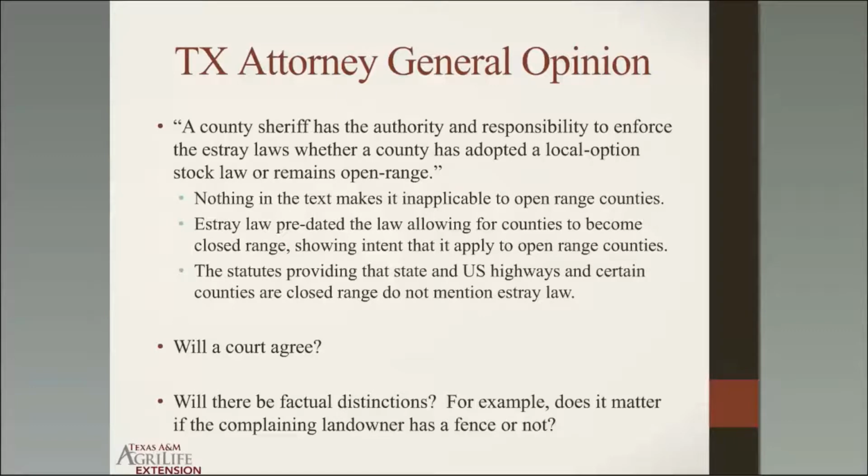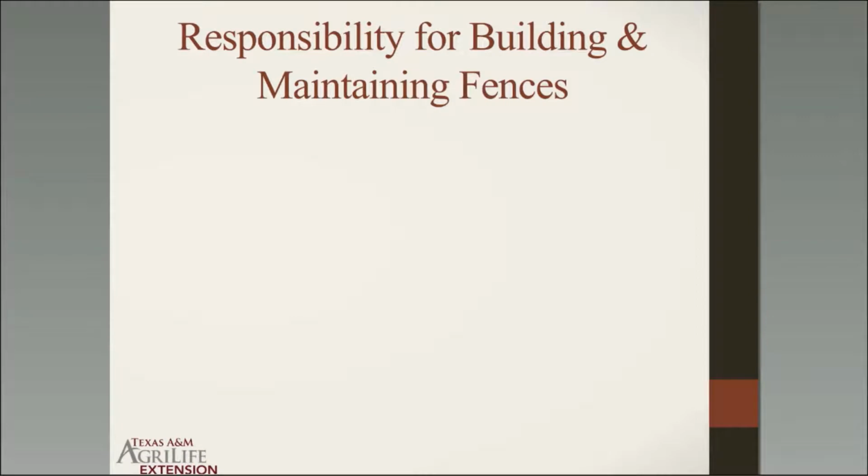I do think that there could be some factual distinctions here. So, let's say we've got a scenario in an open range county, and the neighbor built one of those sufficient fences we talk about, and the animals keep getting in. Would a court say that's different than a situation in an open range county where the neighboring landowner has the obligation to fence the animals out and they didn't build a fence? Would that distinction make a difference in how the court would rule? I don't know, all right? But I think it's an interesting question, and I just want you to be aware that this opinion is out there. Okay, so that's sort of my spiel on animals getting out, animals on the roadway, etc.